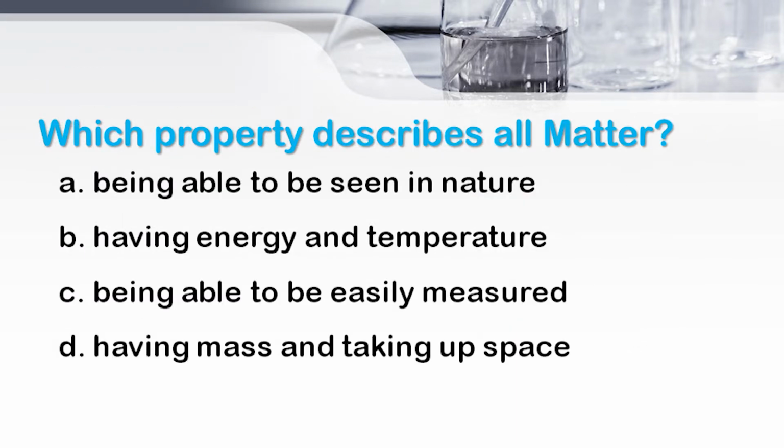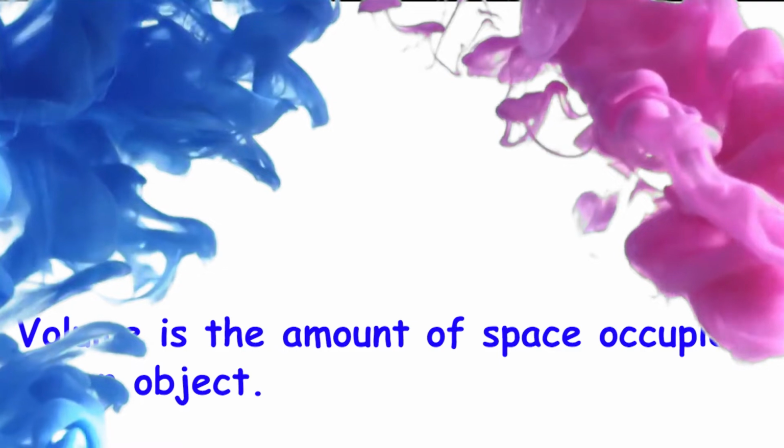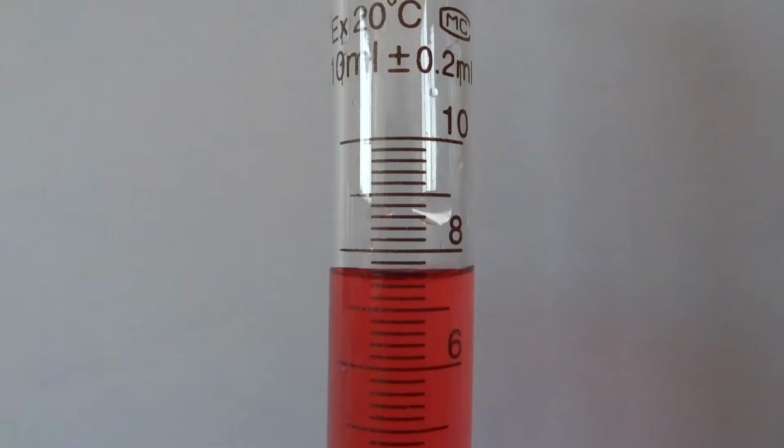Remember the definition of matter? Matter is everything which has mass and occupies space. Already we learned that volume is the amount of space taken by an object. If I want to measure the volume of a liquid, I'll just put it in a graduated cylinder. The volume shown in this graduated cylinder is 7.6 milliliters.